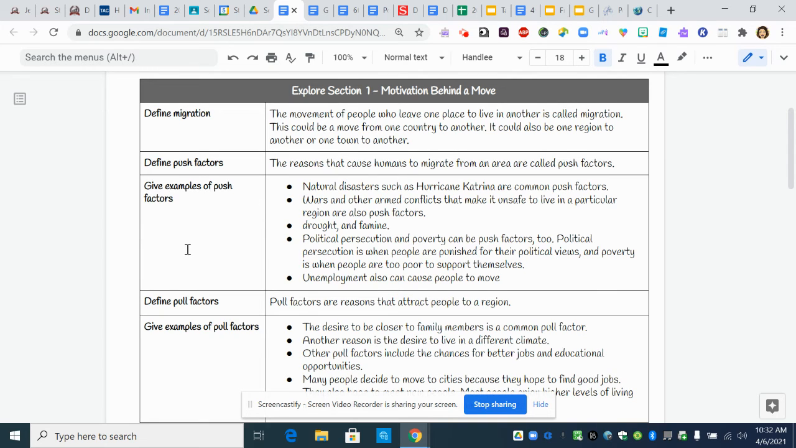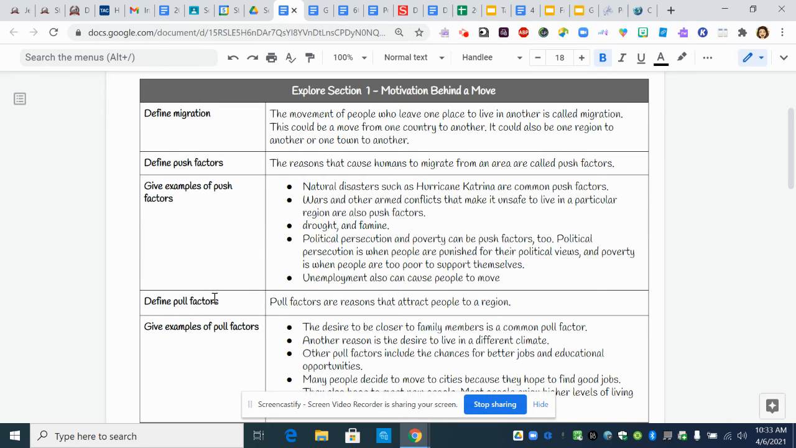Examples of push factors: natural disasters such as Hurricane Katrina are common push factors. Wars and other armed conflicts that make it unsafe to live in a particular region are also push factors. Drought and famine, political persecution and poverty can be push factors too. Political persecution is when people are punished for their political views, and poverty is when people are too poor to support themselves. Unemployment also can cause people to move.